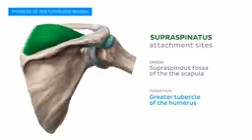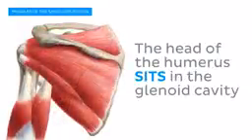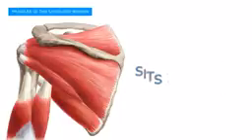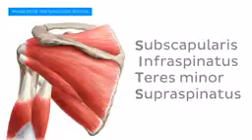A little tip to help you remember the 4 members of this group is to always remember that the head of the humerus sits in the glenoid cavity, with sits being a handy little mnemonic for you to use here.